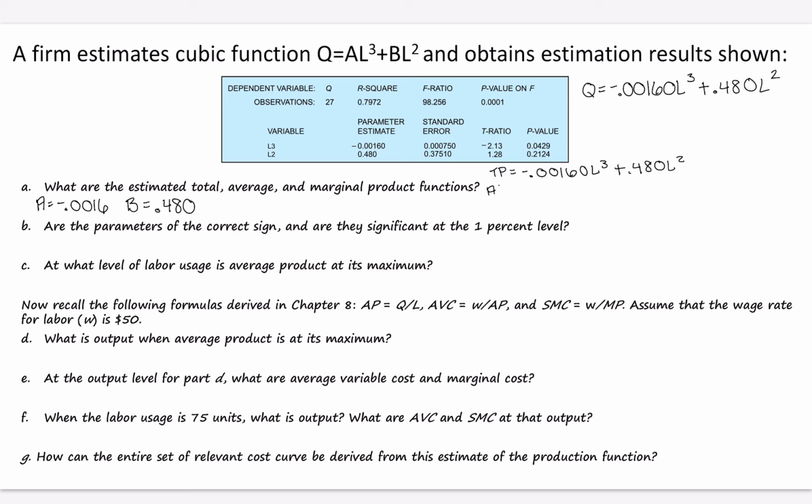Our average product is dividing our total product by L. So our coefficients stay the same, and our exponents decrease by 1. Which again, that's either using division or it's using your formula rules. And then our marginal product is going to be negative 0.0048 L squared plus 0.960 L.